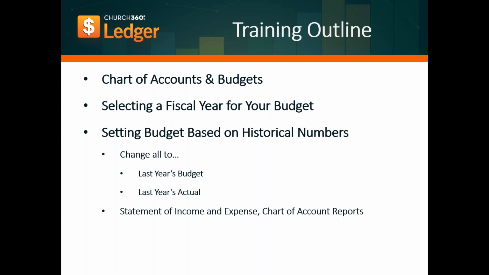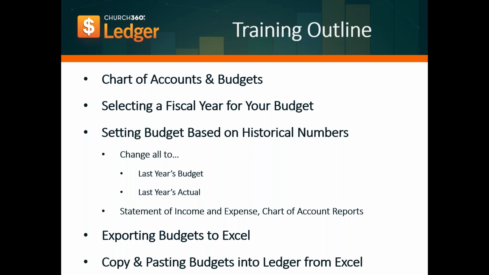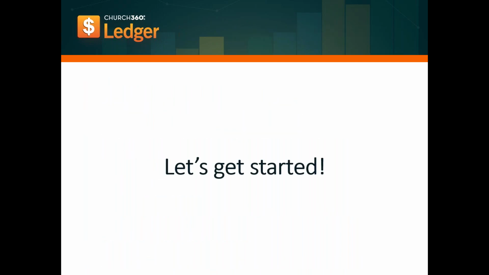We'll also briefly go over our statement of income and expense and the chart of account reports, because both of those show figures that are related to the numbers that are set in your budget. We'll also talk about exporting your budgets to Excel and copying and pasting your budgets into Ledger from Excel. So if you're transitioning over from using books in Excel or from a different program that you have exported your figures to Excel, there's a way you can capture all of that information and import it into Ledger, and I'll show you how to do that today. With that in mind, let's get started.